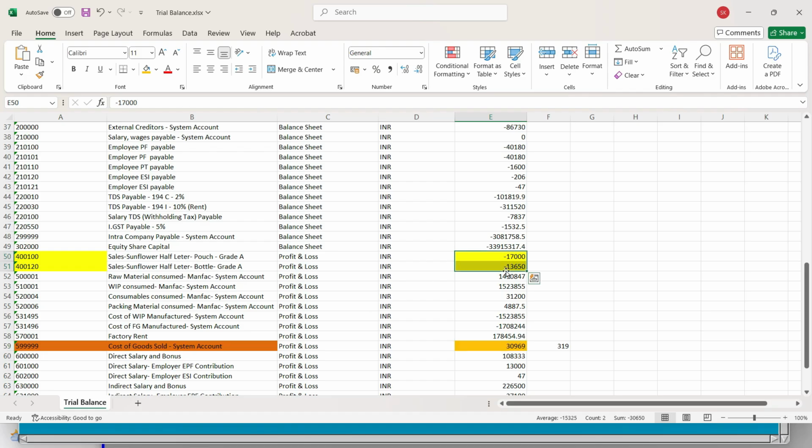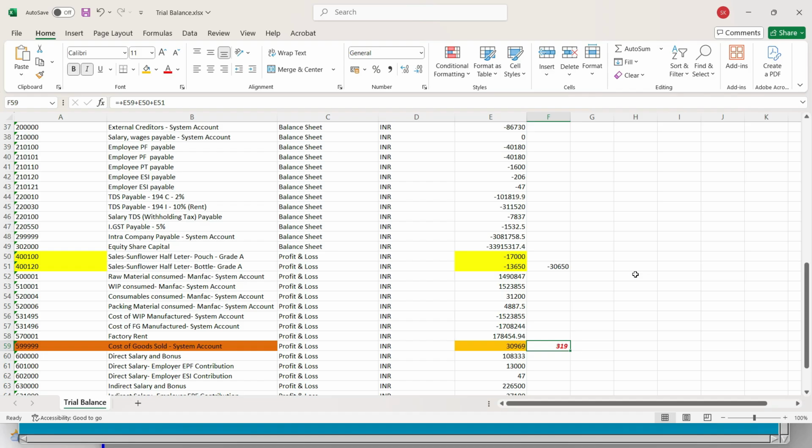In this transaction, though I have sold for 30,650, my cost of these items is 30,969. That means I have sold these items for less than my cost. Let me sum these two. This is my selling price 30,650, and the system is telling that for these items the cost is 30,969. You have made a loss of 319 on this sale transaction.